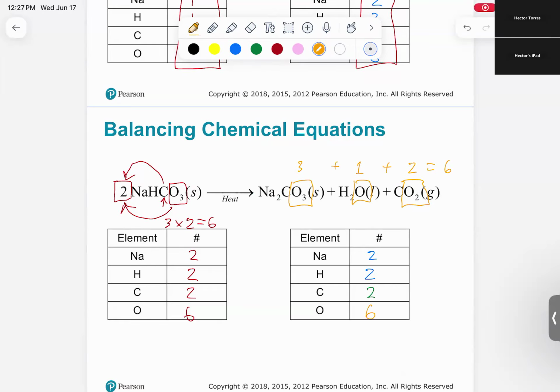Now, if you look at the products and the reactants, on how many of each atom there are, you can see that each of them has the exact same amount. And so this is what we mean by balancing equations. I want the same amount of Na on the products and reactants. I want the same amount of hydrogen on products and reactants. So whatever is in the chemical equation should be on both sides of the equation, thus balancing the chemical equation.